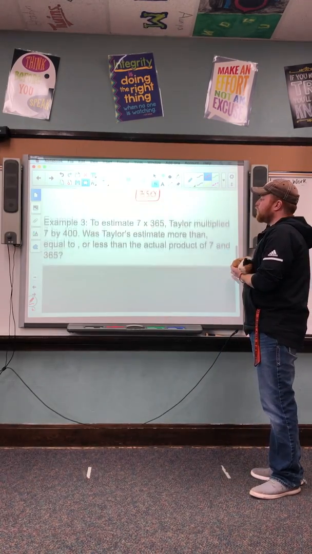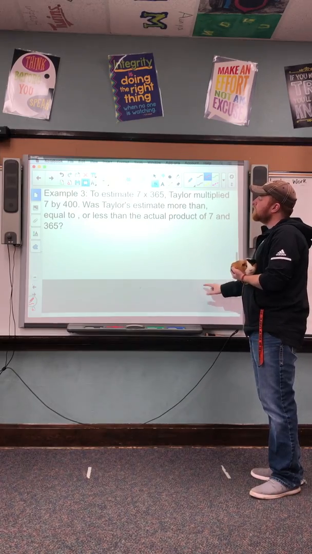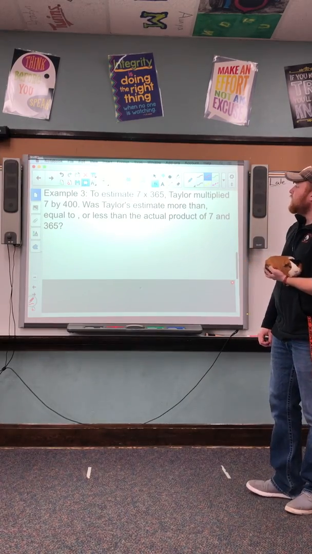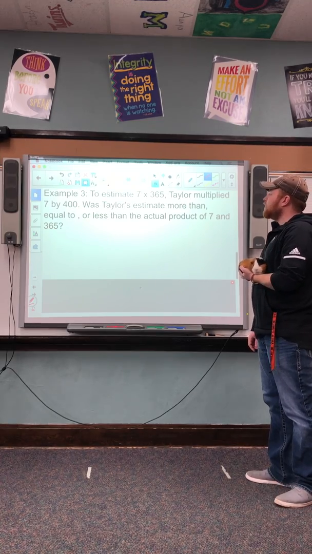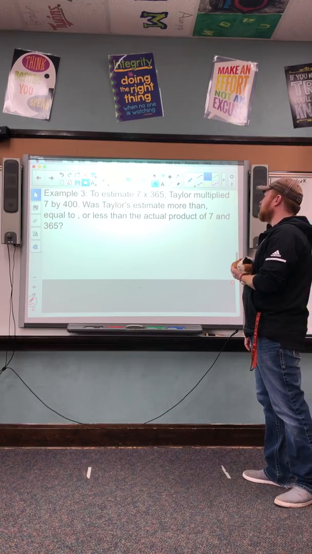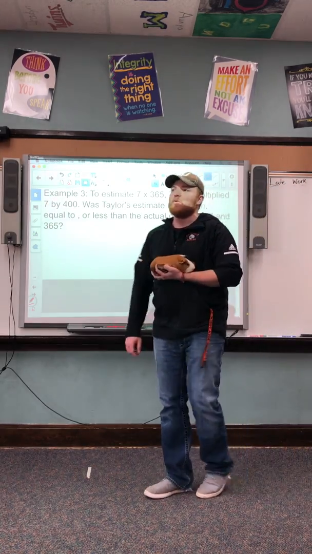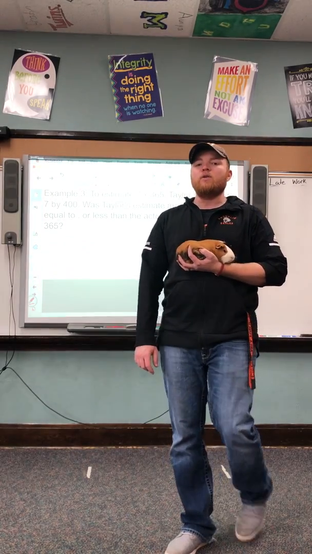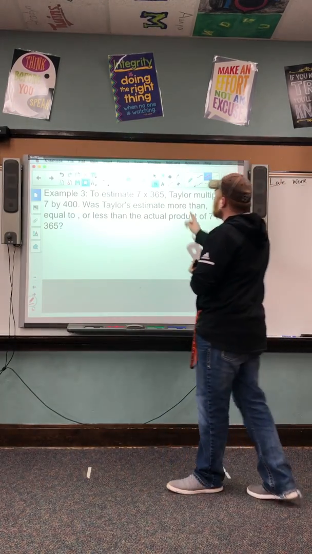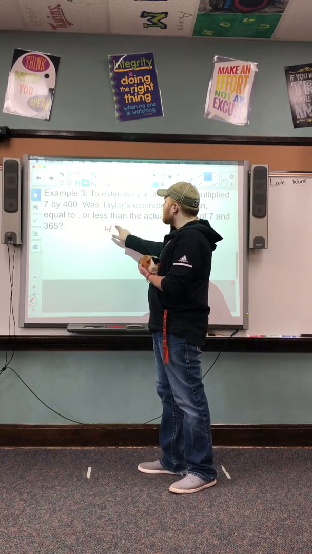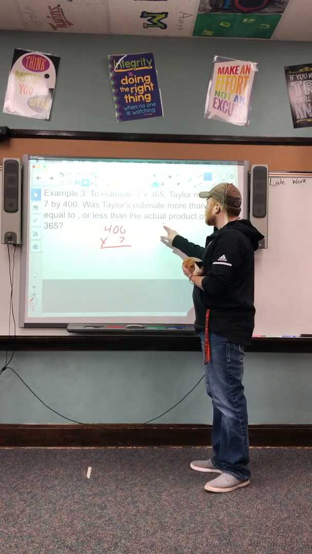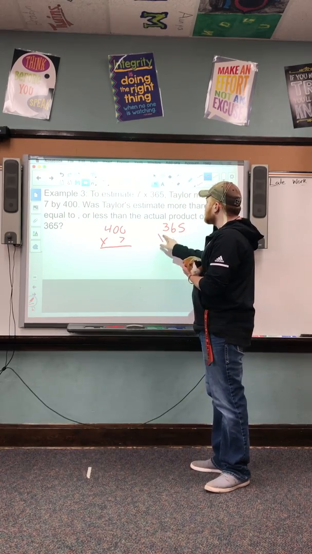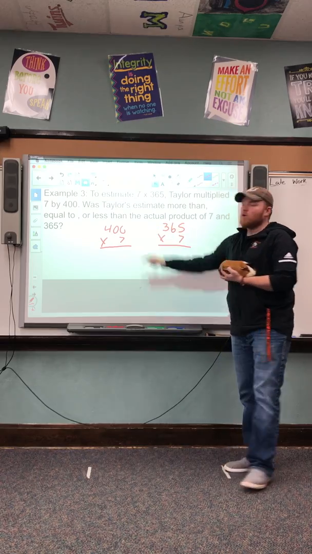All right, example 3. To estimate 7 times 365, Taylor multiplied 7 by 400. Was Taylor's estimate more than, equal to, or less than the actual product of 7 and 365? Now remember, when they're saying product, they're dealing with multiplication. So what Taylor did, she multiplied 400 times 7, because she rounded 365 to 400.